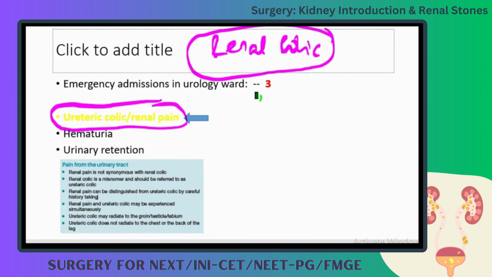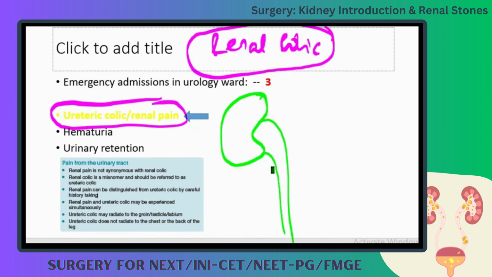Why? Because this is the kidney, this is the ureter. Colicky pain: what is colicky pain? Colicky pain arises in which structures? Tubular structures, very good. Colicky pain always arises in tubular structures. So this is the ureter. If a stone is lodged here, what will happen? Why will this pain arise? Colicky pain. Some obstruction, stone, or obstruction is there.